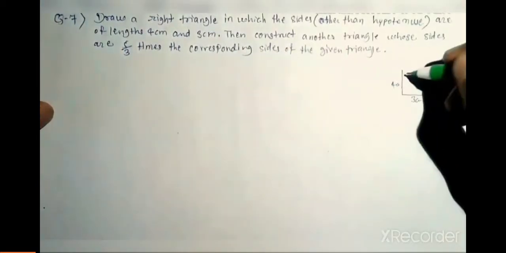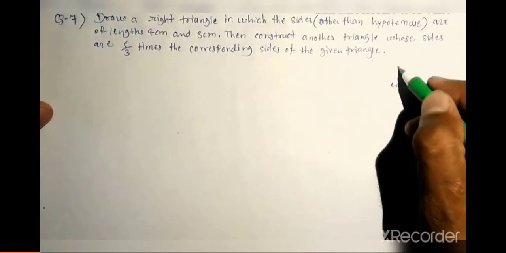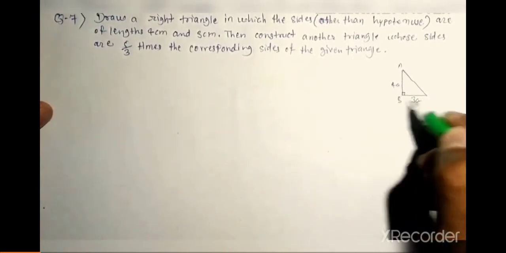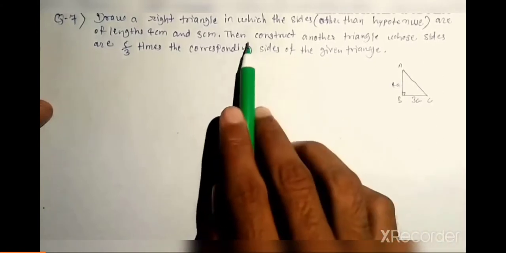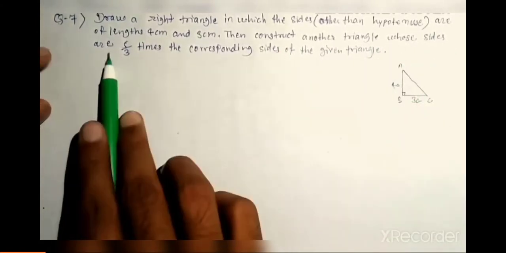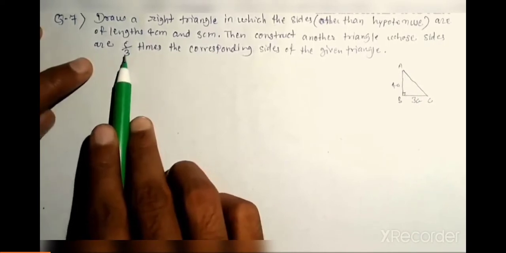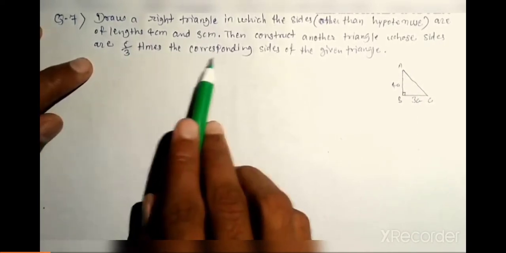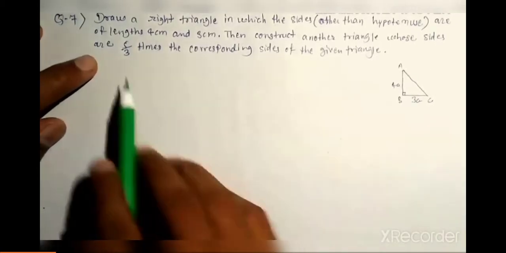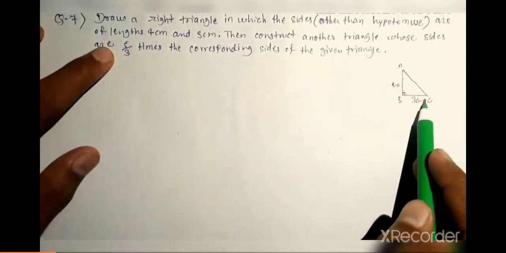Then construct another triangle whose sides are 5/3 of the corresponding sides of the given triangle. So it is a right angle triangle. We know it is 90 degrees, and we have to construct another triangle such that its sides are 5/3 of the corresponding sides of the given triangle. We have to construct the triangle now. How are we going to construct?